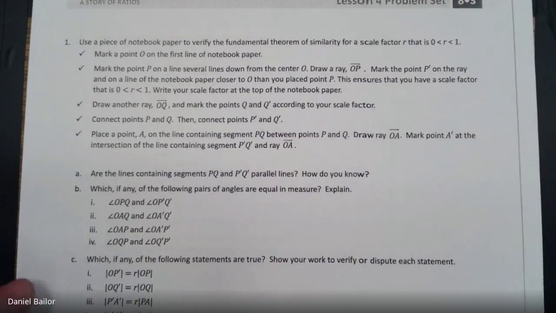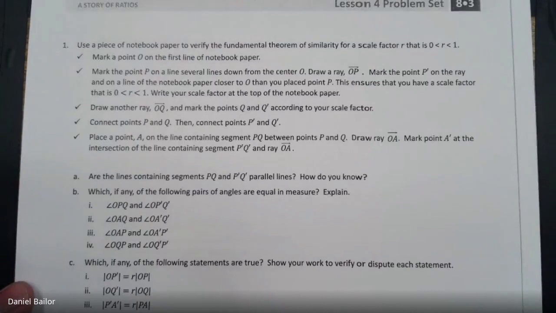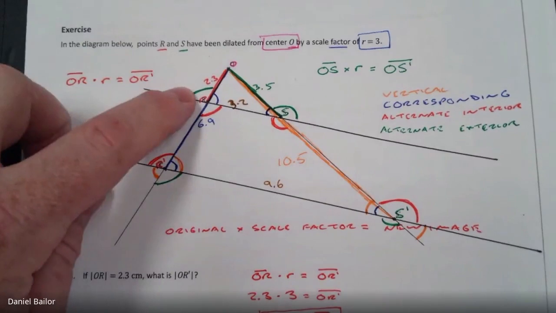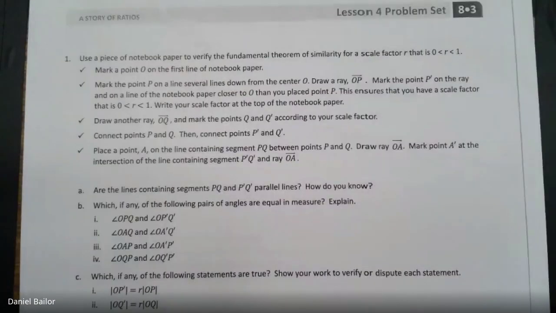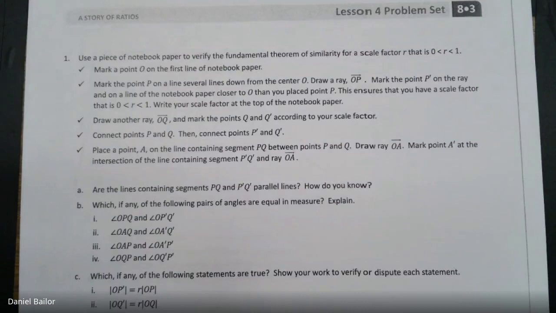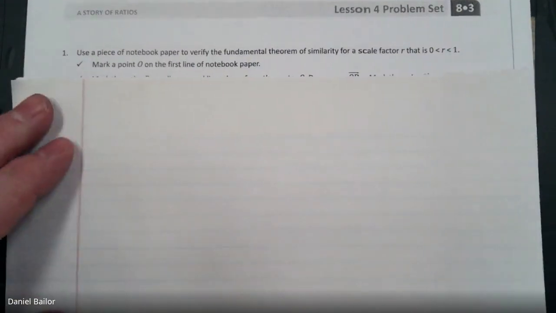So the first thing it says, use a piece of notebook paper to verify the fundamental theorem of similarity for a scale factor that is between 0 and 1. So this is going to be a fraction scale factor. In our example right here, we saw what happened when the dilation made everything bigger. For our problem set, we're going to see if everything still works the same way when it makes things smaller. So you need a piece of notebook paper, something with the blue lines on it. And now we just have check marks. So let's do the check marks.